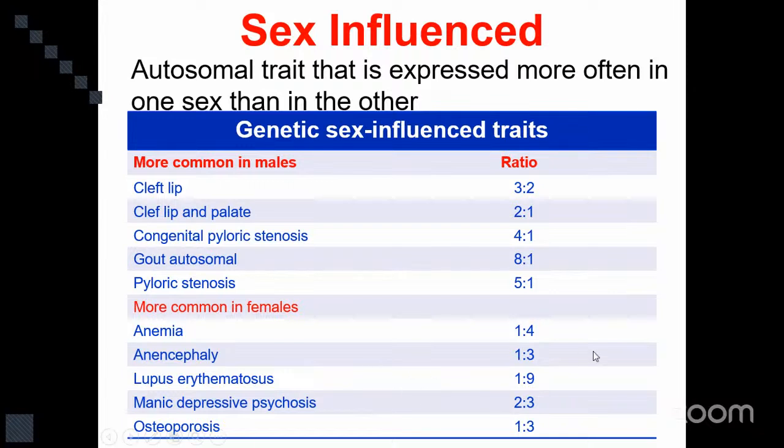Lupus erythematosus: before you see one man, you will have seen 9 women. And then manic depressive psychosis, osteoporosis. We are very familiar with osteoporosis, and that is why in our physiology we have been told that when women reach menopause, one of the risks they face is that they are vulnerable to fractures. What leads to fractures? The fractures result from the fact that the bones have become weak and brittle, so any small pressure can lead to breakage or fracture. So we are not surprised to see osteoporosis.